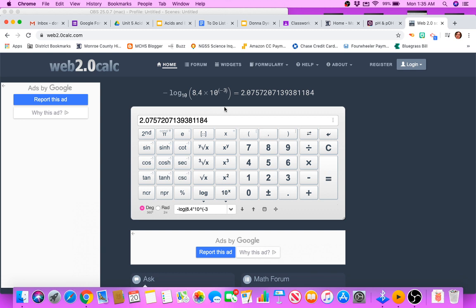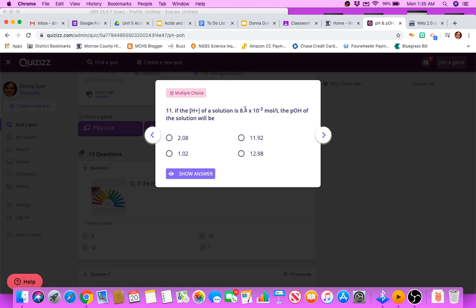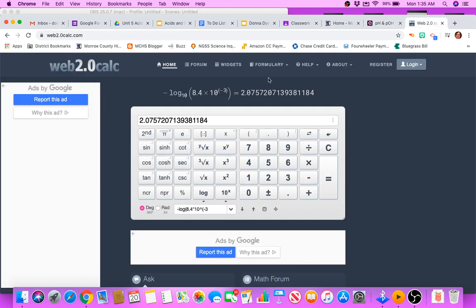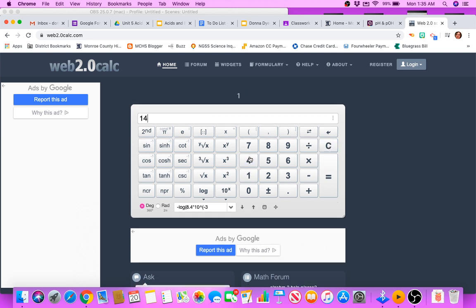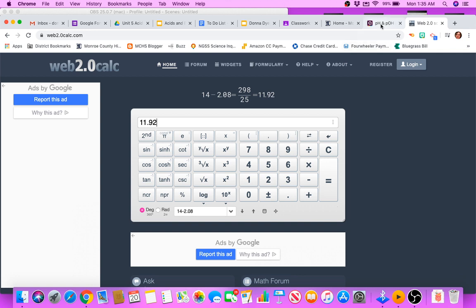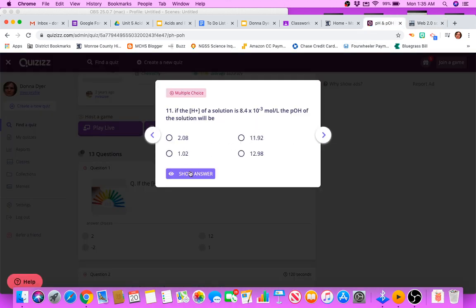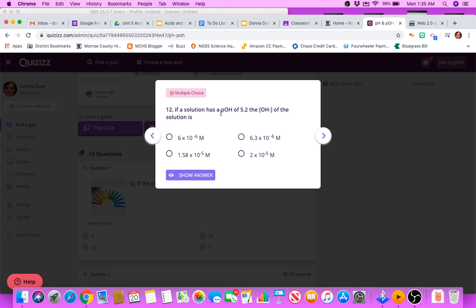Okay, so now I know my pH is 2.07 or 2.08. So if the pH is 2.07 or 2.08, I know that the pH plus the pOH equals 14. So then my answer for the pOH would be 14 minus this 2.08, let's say. So clear it again, 14 minus 2.08 equals. And I get 11.92. So it looks like this would be the answer. And we are correct.